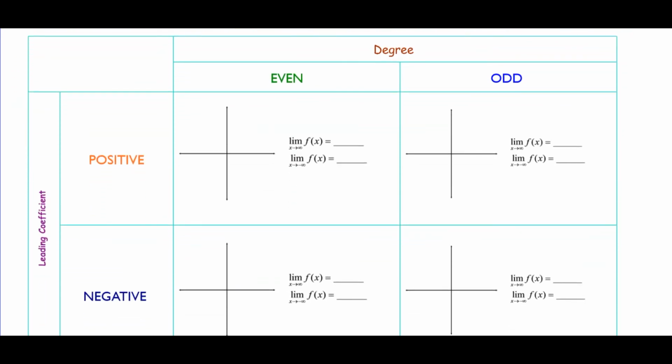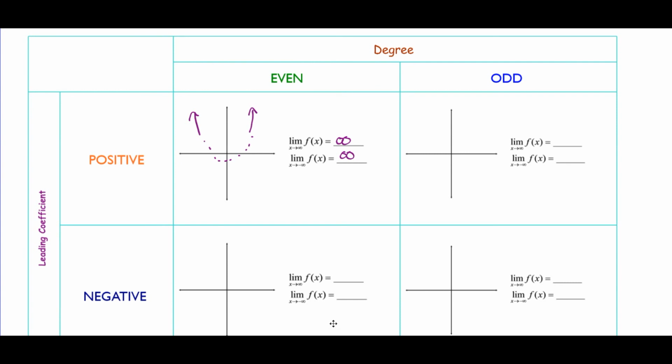So combining those two things together, if my degree is even and my leading coefficient is positive, then my end behaviors should be both going up. So both of these will be going to positive infinity. We don't really know what's happening in the middle of the graph from the end behavior, so all we're concerned about is just the extremes, the limit to the left and to the right.